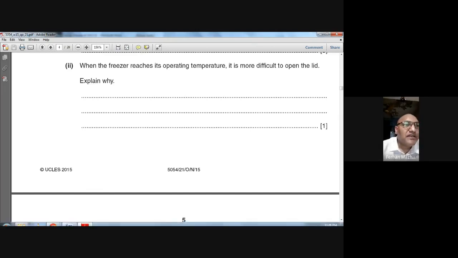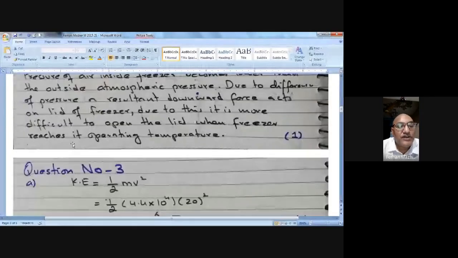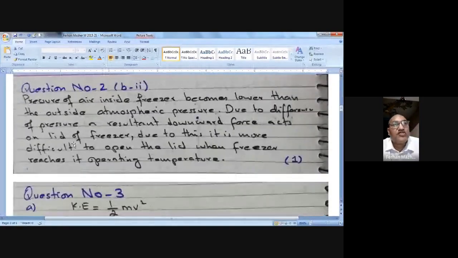Okay, let me read my answer. I have also written this answer. So I hope you can see question number 2B, second part, on your screen. It says the pressure of air inside the freezer becomes lower than the outside atmospheric pressure. Due to the difference of pressure, a resultant downward force acts on the lid of the freezer. Due to this, it is more difficult to open the lid when the freezer reaches its operating temperature. I hope that you have understood it.